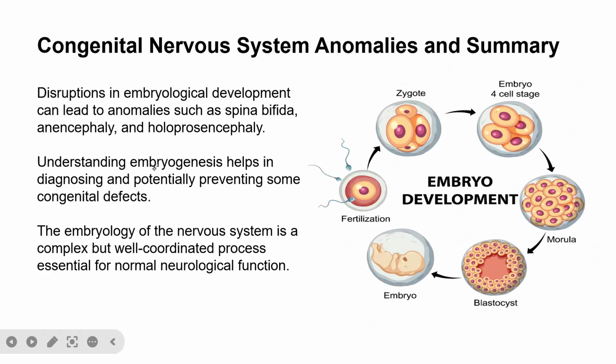So then the next thing is congenital nervous system anomalies and summary. Disruption in embryonic development can lead to anomalies such as spina bifida, anencephaly, and holoprosencephaly. So understanding embryogenesis helps in diagnosing and potentially preventing some congenital defects. The embryology of the nervous system is a complex but well-coordinated process essential for normal neurological function.